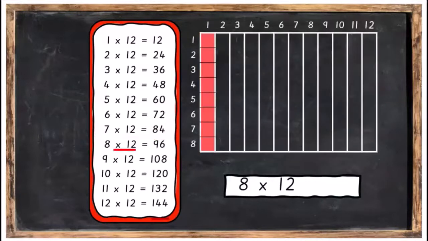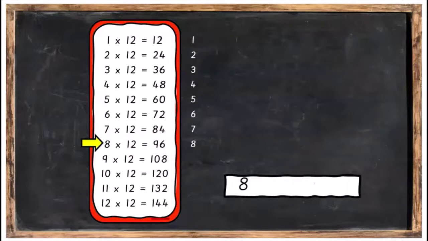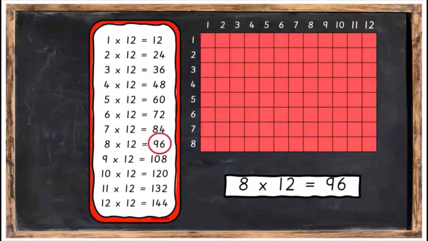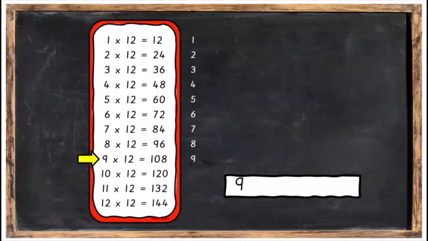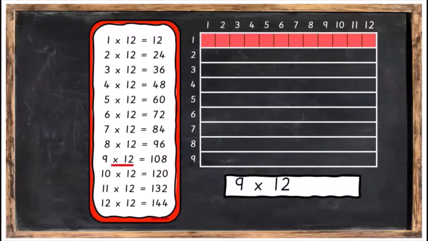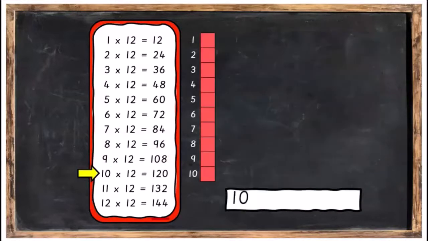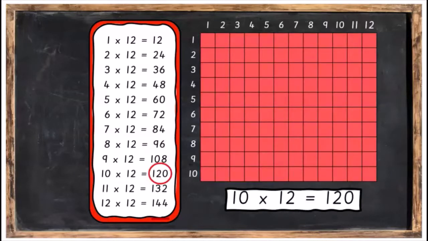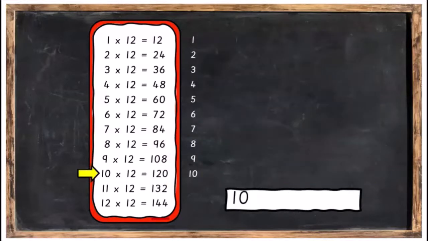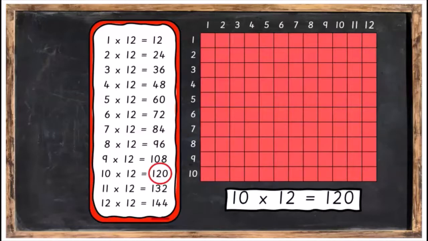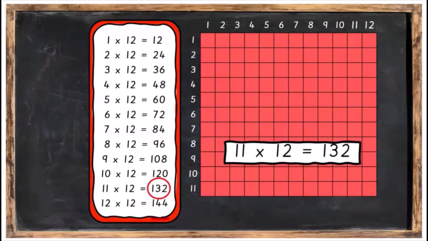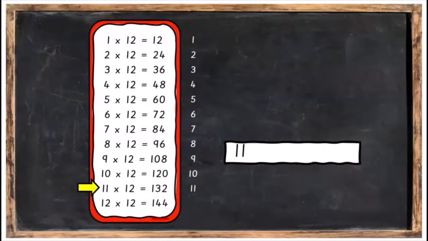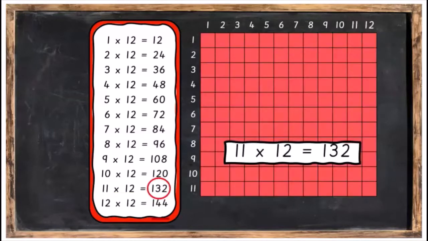8 multiplied by 12 is 96, or 8 12s are 96. 9 multiplied by 12 is 108, or 9 12s are 108. 10 multiplied by 12 is 120, or 10 12s are 120. 11 multiplied by 12 is 132, or 11 12s are 132.